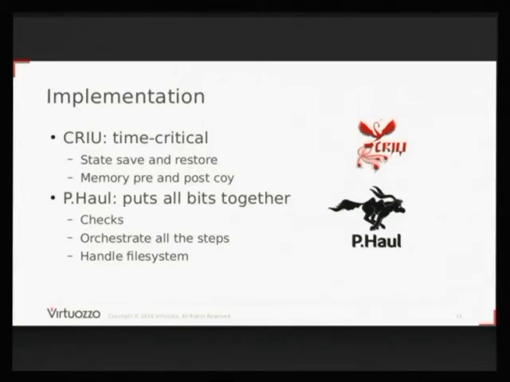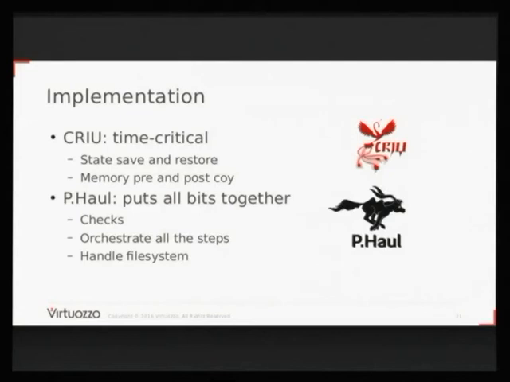But that's only saving the state and restoring the state. To properly synchronize all this stuff, to handle iterations for pre-copying and setting up connections between the source node and the destination one, we have a sister project called P.Haul. Right now, basically, it's just a Python script that performs all the necessary pre-checks before live migration and then calls CRIU to start pre-copying the memory, saving the state, copies it over the wire, restores, and probably sets up memory post-copy, again using CRIU.